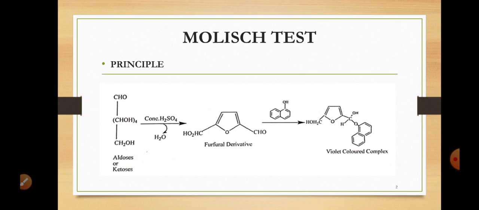Here we need to know a little bit regarding the composition of the reagent we are using in this particular test. Here we are using the Molisch reagent. So what is this Molisch reagent, and how is it prepared? It is prepared by dissolving 1 gram of alpha naphthol in 95% ethyl alcohol, and then the volume is made up to 100 ml, whereby the Molisch reagent is ready for the experiment.